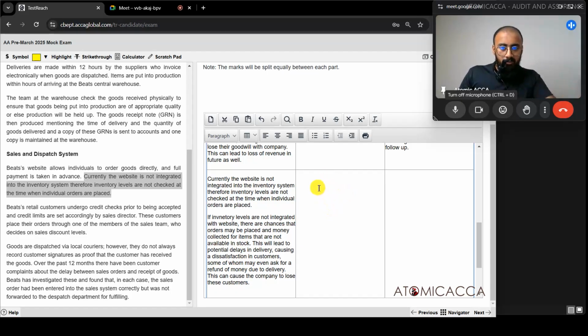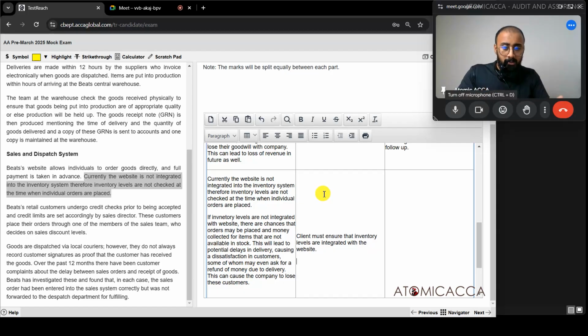Now how can this be improved? First thing, just to pass up our answer, write the flip point. What is the flip point? Now the inventory system is not connected to the website, so tell that the inventory system should be connected to the website. That is only a flip point. That is only to pass up our answer. We need to write more in order to get the marks. So the client must ensure that inventory levels are integrated with the website. So that's a flip point.